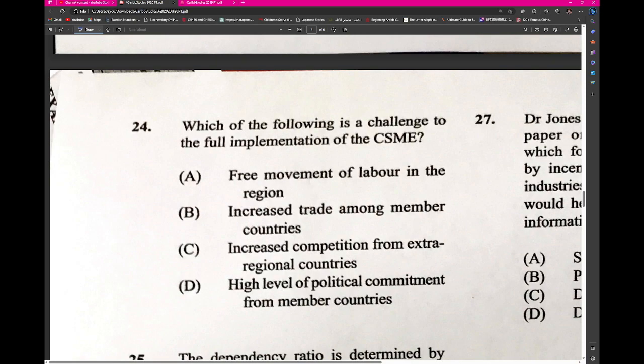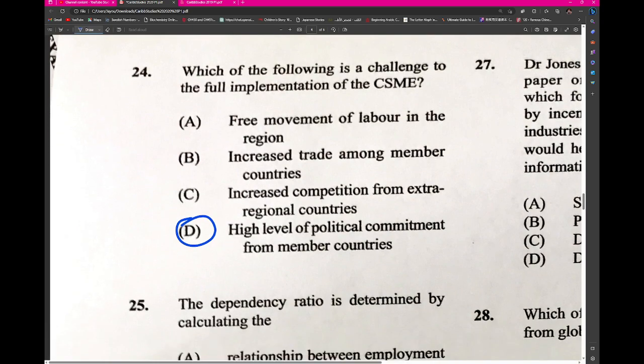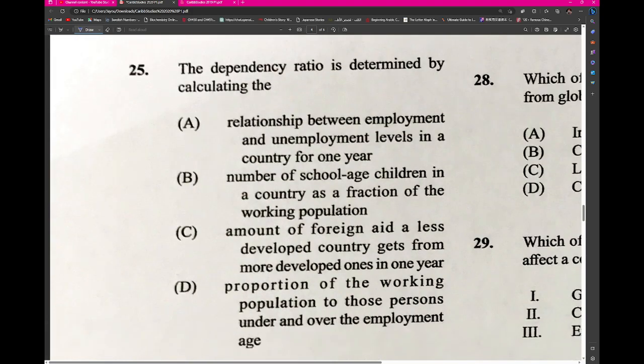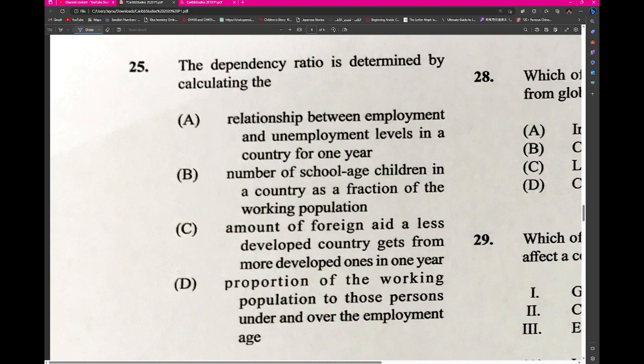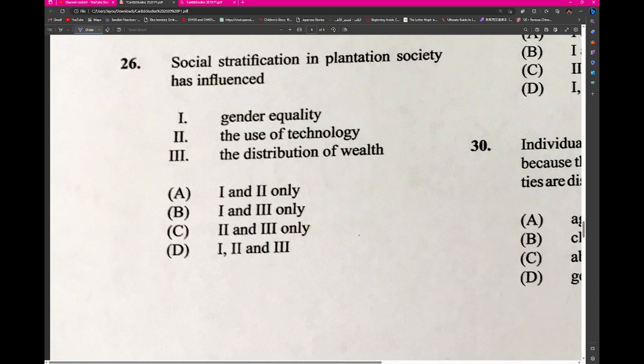24, which of the following is a challenge to the full implementation of the CSME? High level of political commitment from member countries? That would be a challenge to get that. The dependency ratio speaks to employment and unemployment ratios. Social stratification in plantation system with a pinch, 2 and 3.